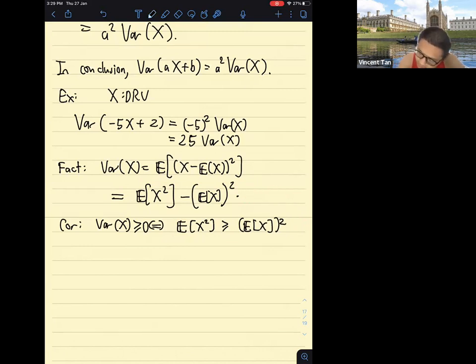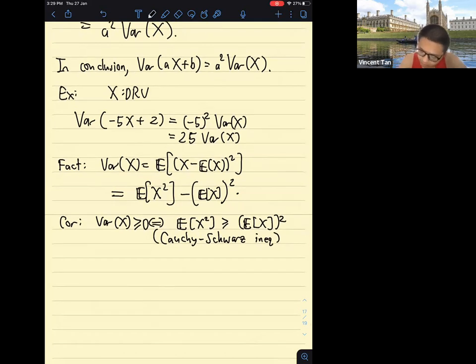So this has also got a name. This is called the Cauchy-Schwarz inequality, or a simplified version of the Cauchy-Schwarz inequality. It's a simplified form of the Cauchy-Schwarz, but I don't think you need to know that, okay? So we need to justify this fact here that we can actually compute this complicated expectation just in terms of the first and the second moments, okay?